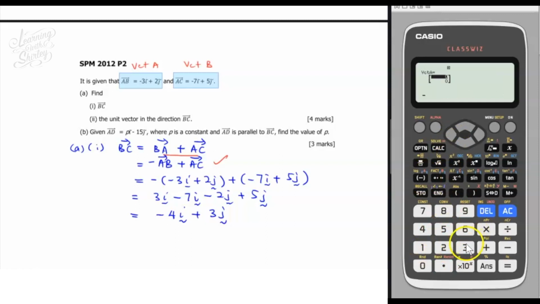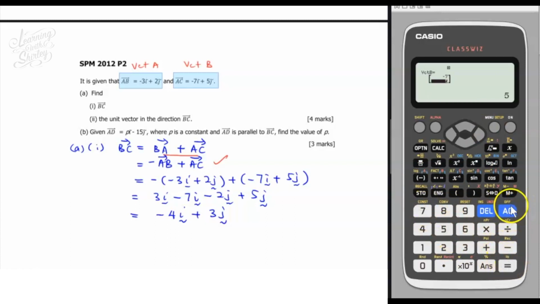So negative 3 equals and 2. Okay, we look at the coefficients. Equals. Okay, now we define vector B. Go to option. Okay, so define vector, which is 1, and then vector B is 2. Okay, dimension is 2. So it's negative 7, 5. So negative 7, then equals, and then 5, then equals.